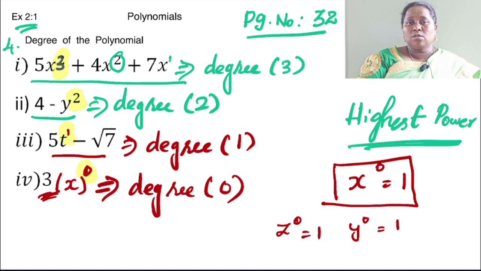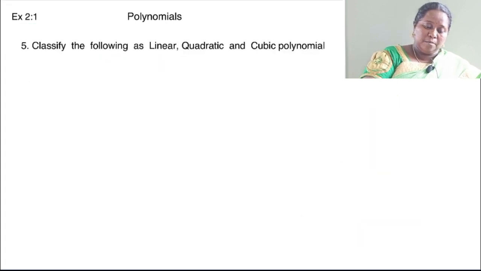Then in the third question, 5t minus root 7, the highest power is 1. Therefore, the degree is 1. In the fourth question, 3 is the constant term. If it is a constant term, then the degree is 0. The next sum.